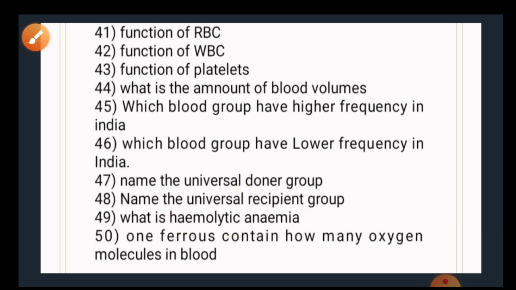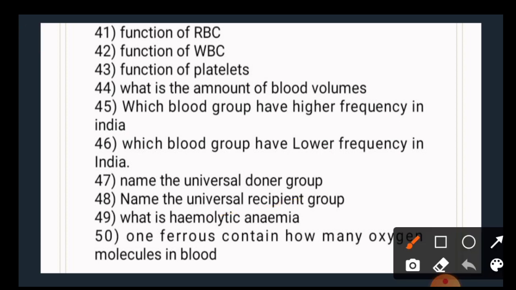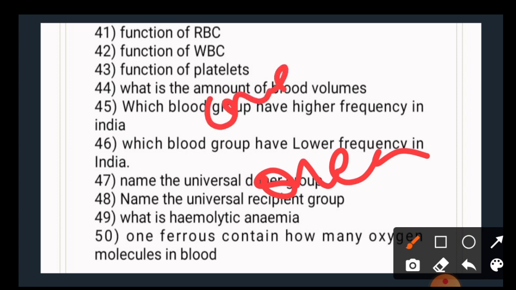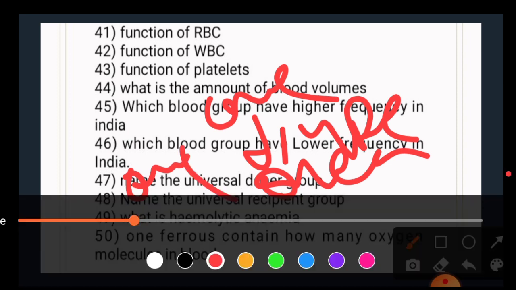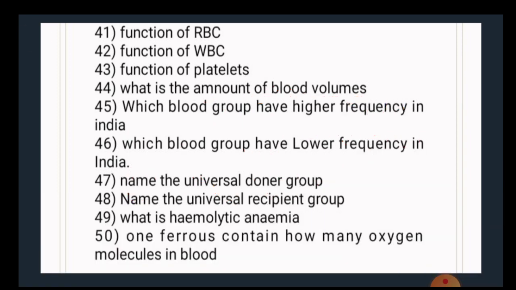Next, how many oxygen molecules does one ferrous contain? One ferrous contains 1 molecule of oxygen. As we know, one hemoglobin consists of 4 ferrous, so one hemoglobin carries 4 molecules of oxygen.